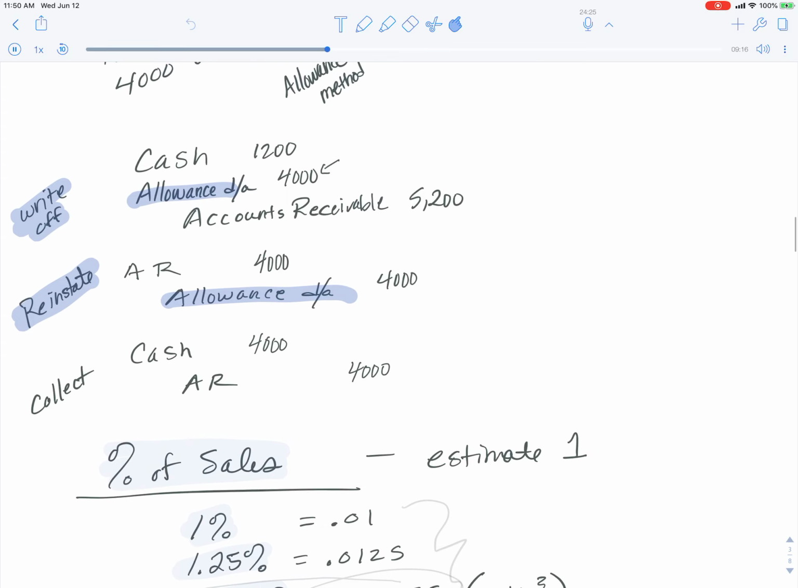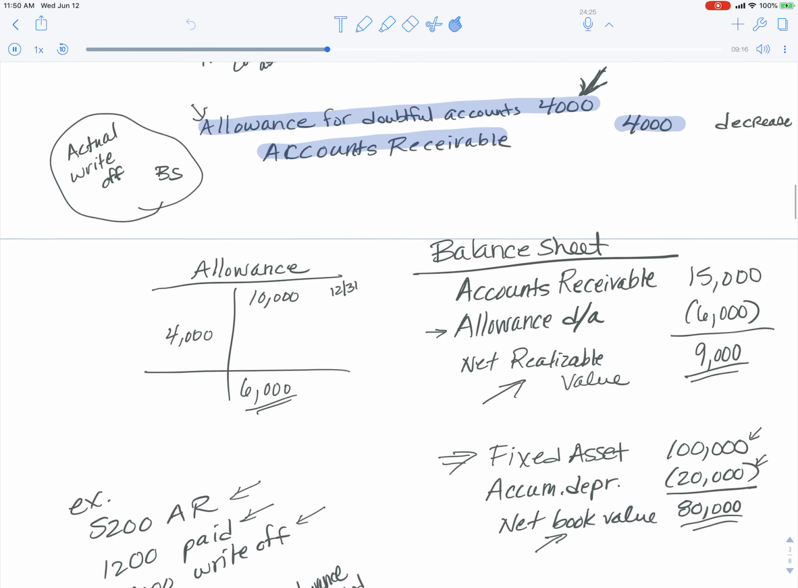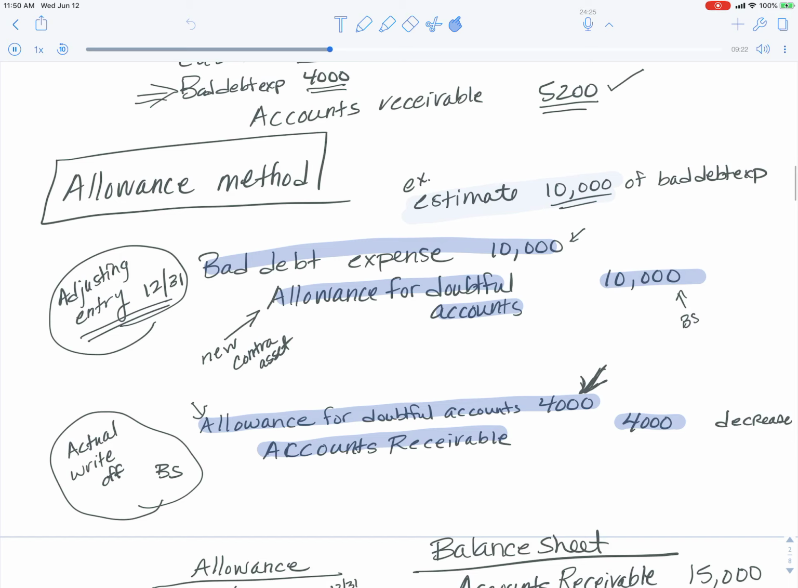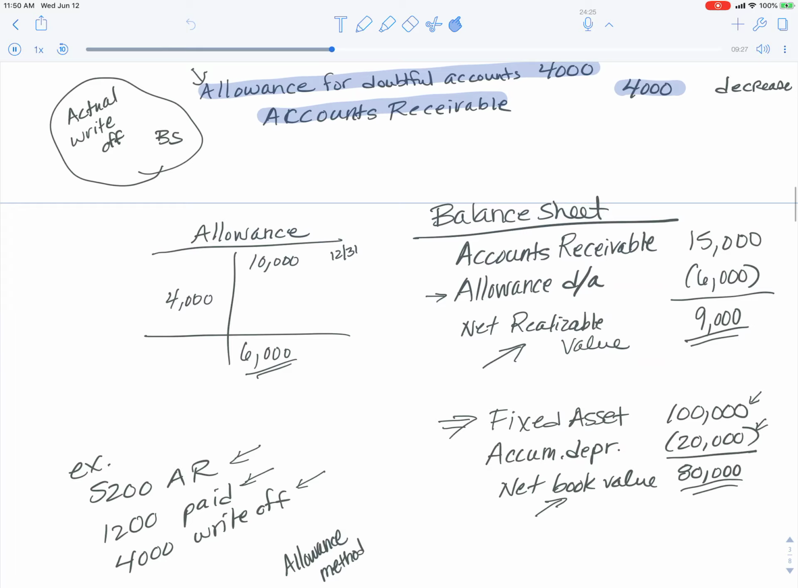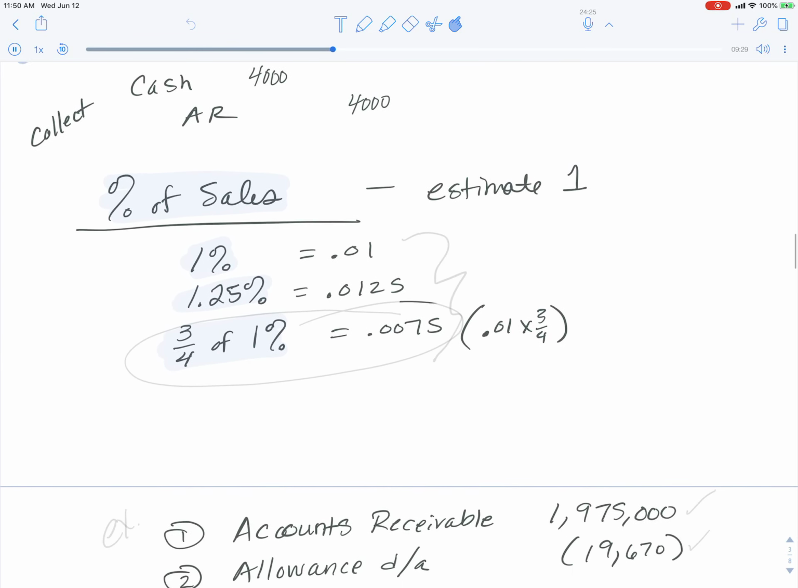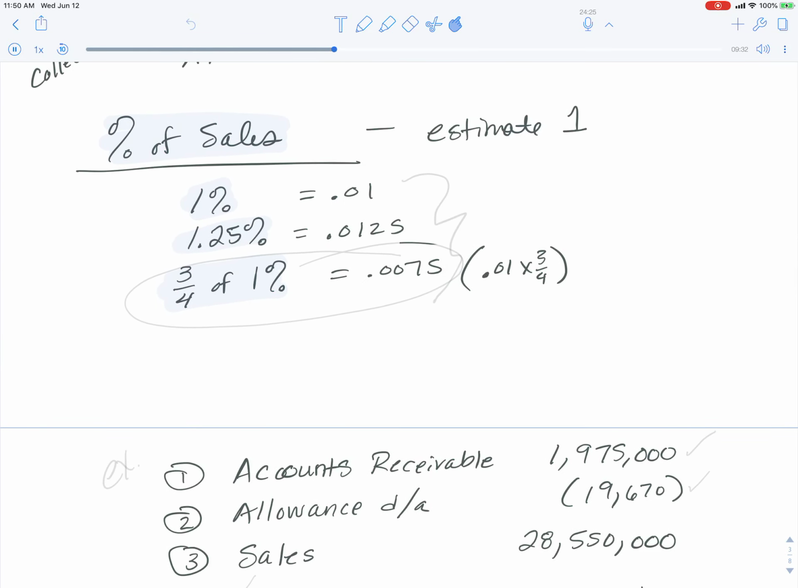Okay, so I've just shown you how the allowance method works, but I didn't show you how we calculate this estimate yet. So I'm going to show you how to calculate the estimate. There's two ways to calculate an estimate. The first is percentage of sales. So percentage of sales, oftentimes in a problem, you're going to see it 1% of sales, or you might see 1.25%, or you might even see 3/4 of 1%. So you need to know how to put these percentages into your calculator.